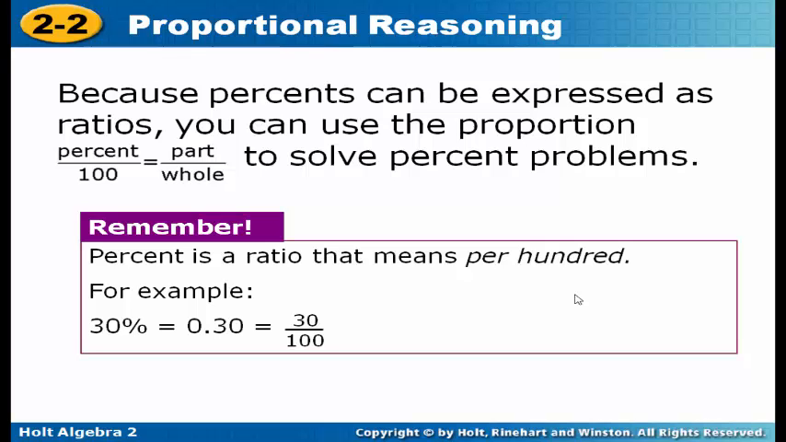Because percentage can be expressed as a ratio, we can use the proportion percent over 100 equals part over whole. To solve percent problems, remember that percent is a ratio, meaning per 100. For example, 30% equals 30 over 100, or 0.30.